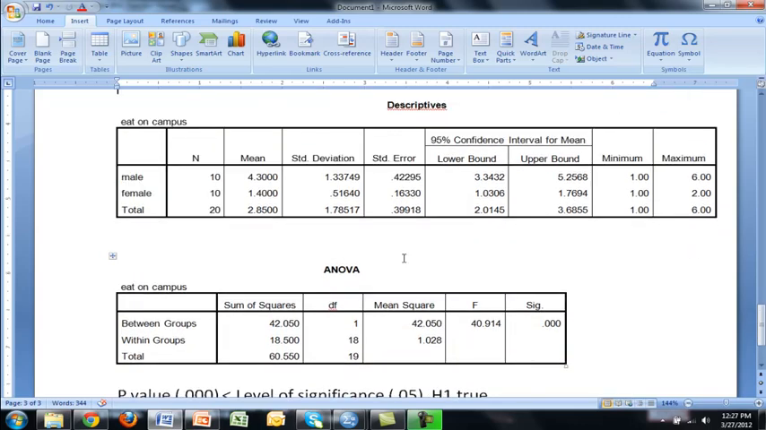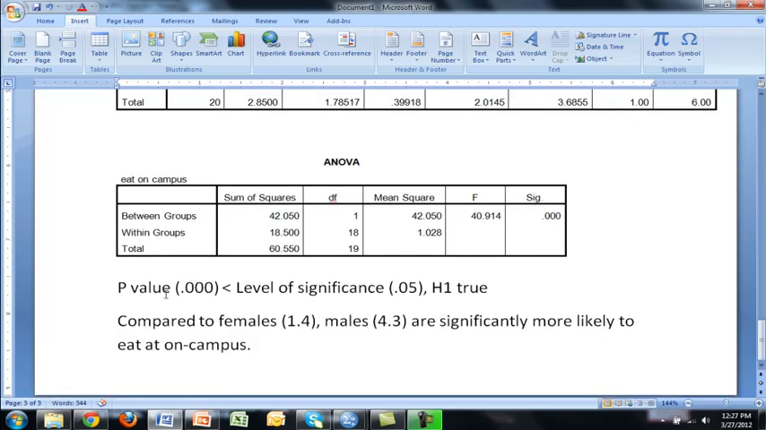Okay, here are the tables we saw already, the 4.3 for males, the 1.4 for females, and the p-value of 0.000. Because the p-value, again, is less than the level of significance, which is 0.05, H1 is true. So compared to females who eat on campus 1.4 times a week, males who eat on campus 4.3 times a week are significantly more likely to eat at on-campus restaurants during a week.